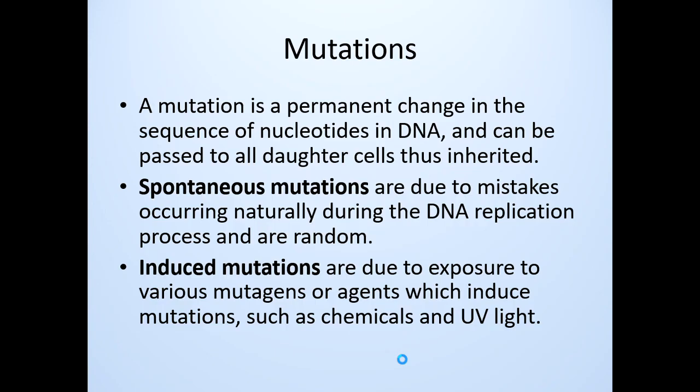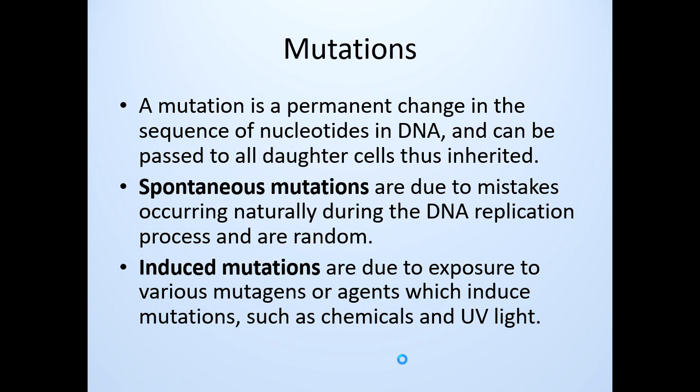A mutation is a permanent change in the nucleotide sequence, and that's going to occur when the DNA replicates itself, during the DNA replication process. There are two different ways that a mutation can occur. One is a spontaneous mutation, and that occurs during the normal replication process. The other is induced mutations, which are caused by a mutagen or even a carcinogen, which is a chemical substance, or UV light, that can then induce a change in the nucleotide bases.